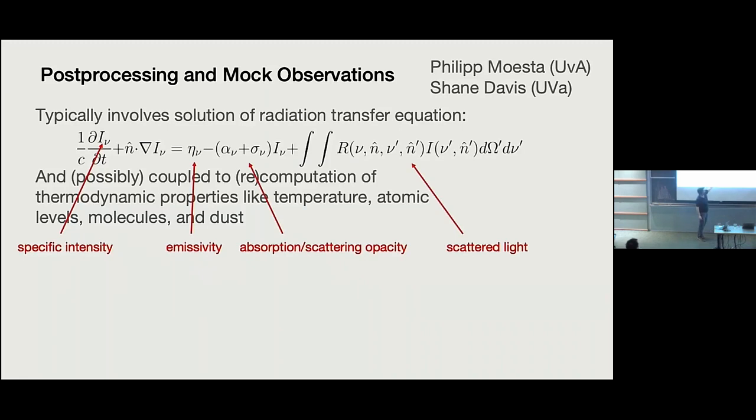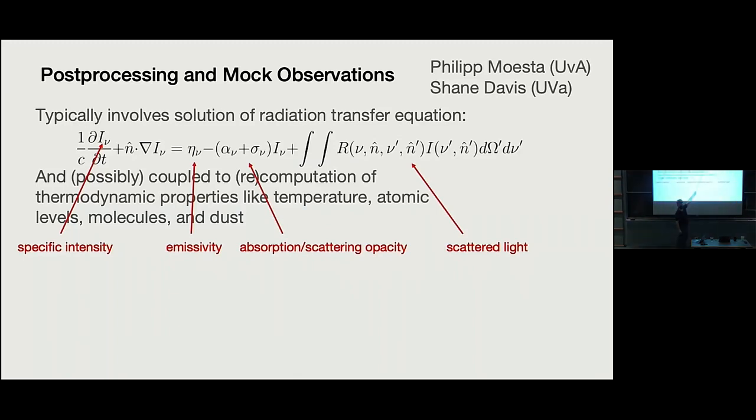This is just some redistribution function, and all I'm doing here is writing intensity as a function of frequency and angle. Basically, light is scattered out of the beam, and then it's scattered into the beam from all the other angles. So scattering couples all the angles together.